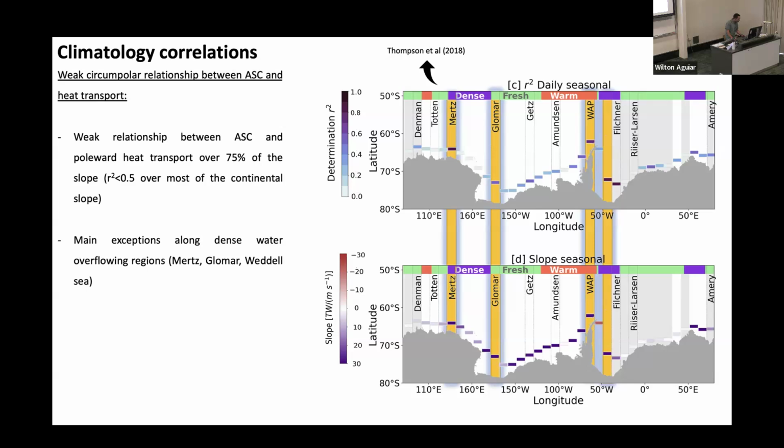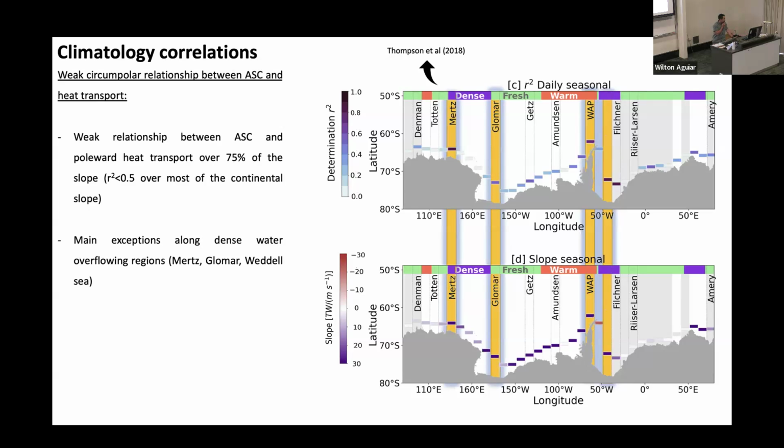So we have a question from Julia too. What does the on-shelf heat transport look like? I assume the heat transport onto the shelf happens only at some locations rather than everywhere around the slope. So do your regions that display correlation coincide with those few locations that do have heat transport?